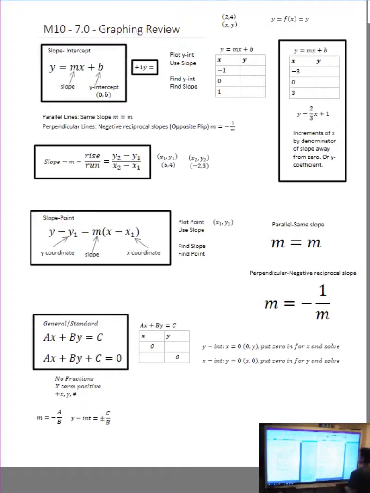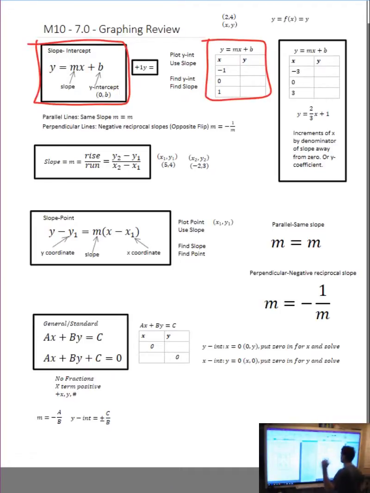So graphing review, obviously y equals mx plus b at the top. We're going to see the most. Don't forget, just use a table of values. If you forget everything, table of values. Slope, we only do slope in grade 10. And then we skip it, and then we do it again in calculus. So we're not going to talk too much about slope other than lines.